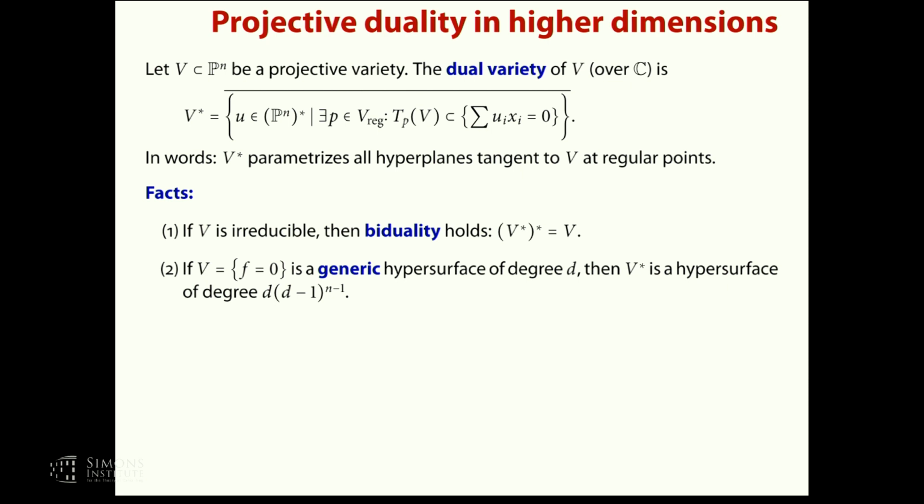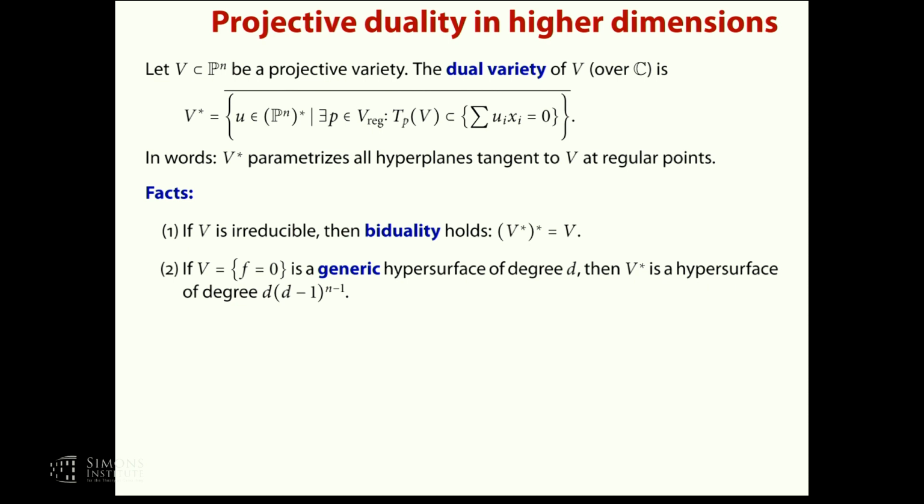This is, for instance, in the textbook of Gelfand, Kapranov, and Zelevinsky, a proof of this general biduality theorem. I actually don't know when this was first proved in full generality. Some special cases are certainly classical, but which is the first reference for a general proof, I don't know. And again, in the generic case, it behaves like you would expect for curves. If you start with a hypersurface and it's generic, random, then the dual is again a hypersurface of some higher degree, d times d minus 1 to the n minus 1.